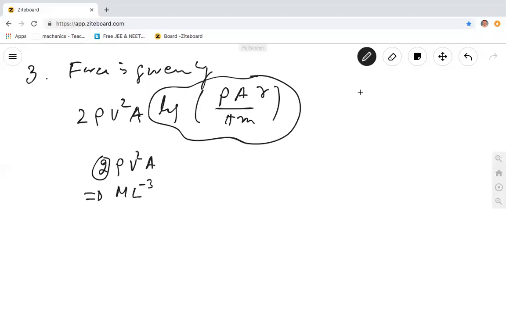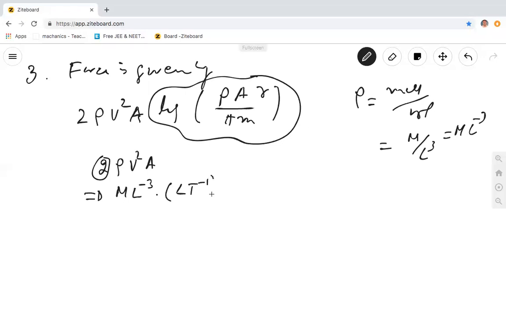Mass by volume. That is, rho is equal to mass by volume, and that is M by L cube. It's M L minus 3. You can write it for this. It is velocity, that is L T minus 1 whole square. And this is area, that's L square. So if we simplify this further, it is M L minus 3, T minus 2, and L squared.